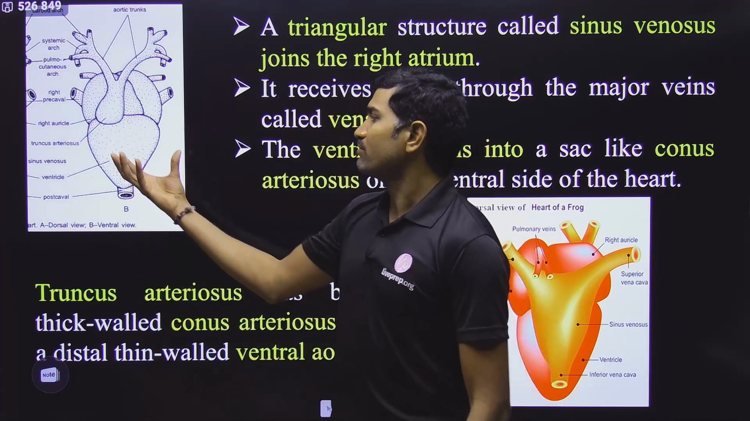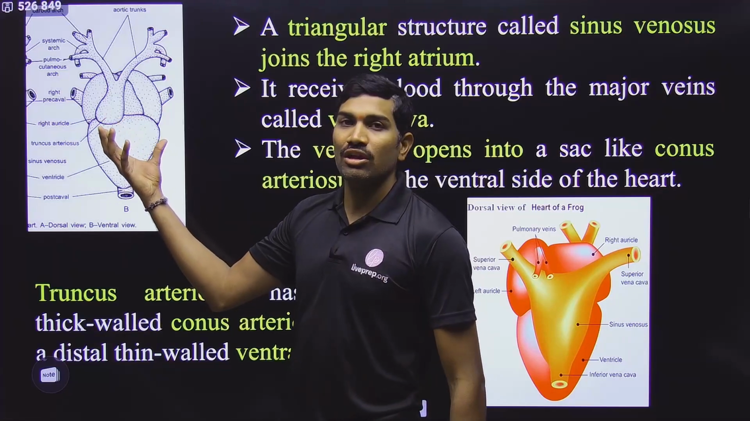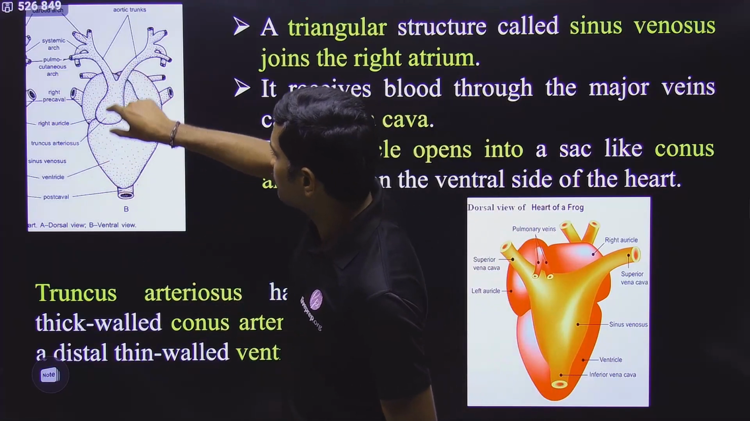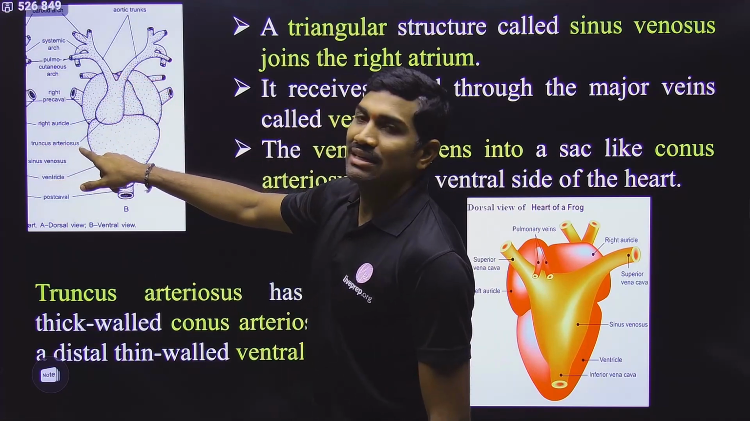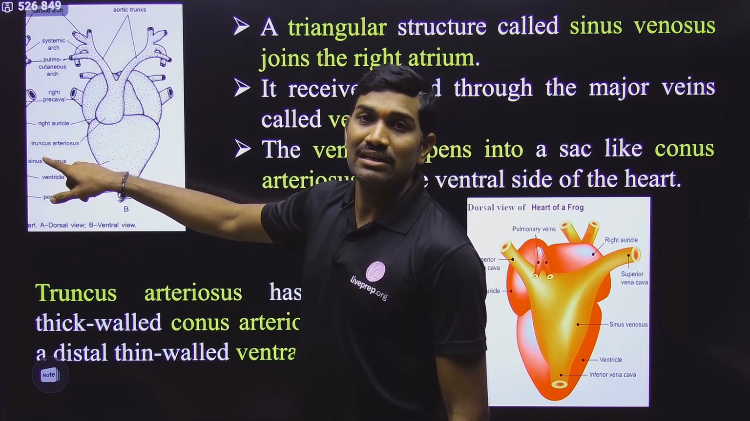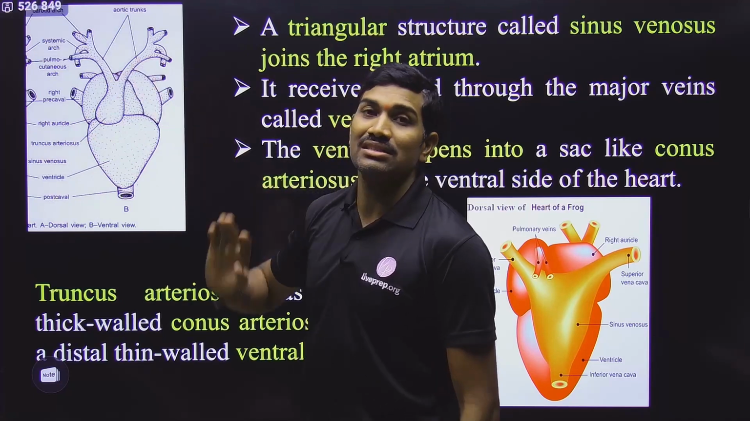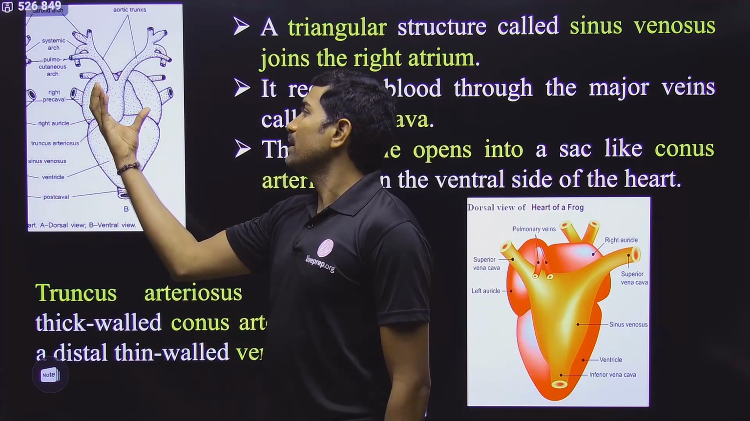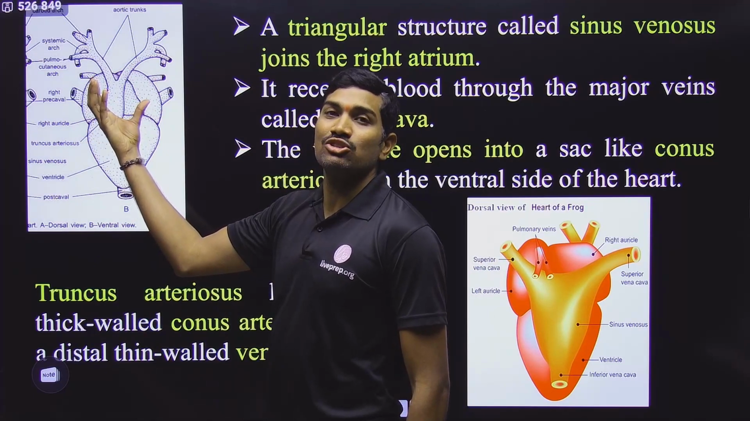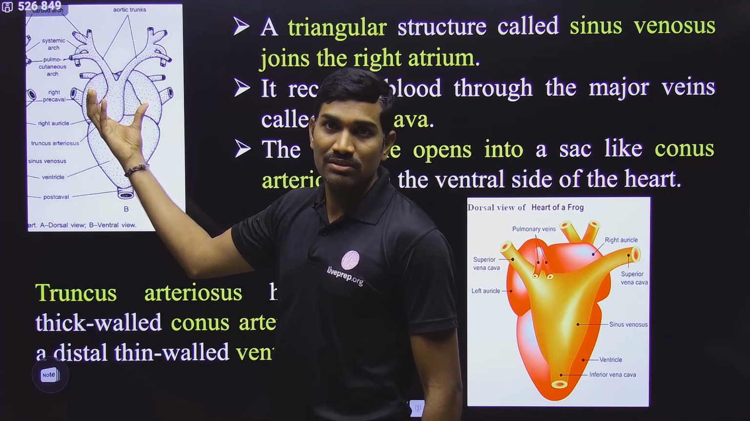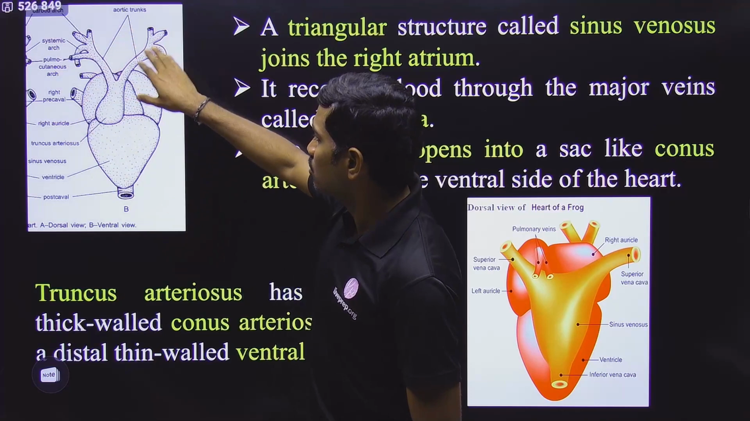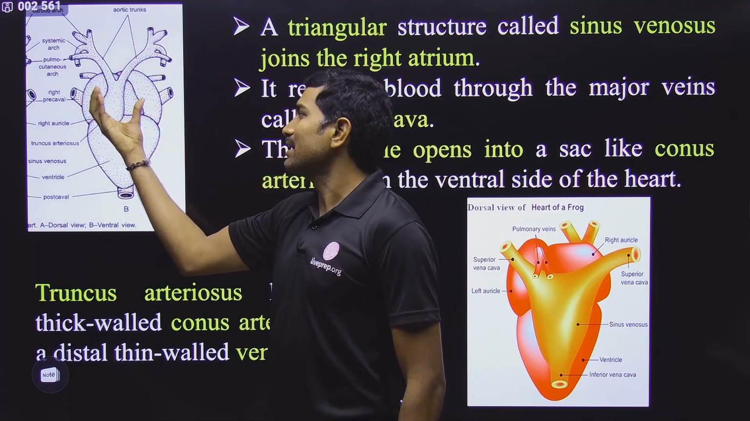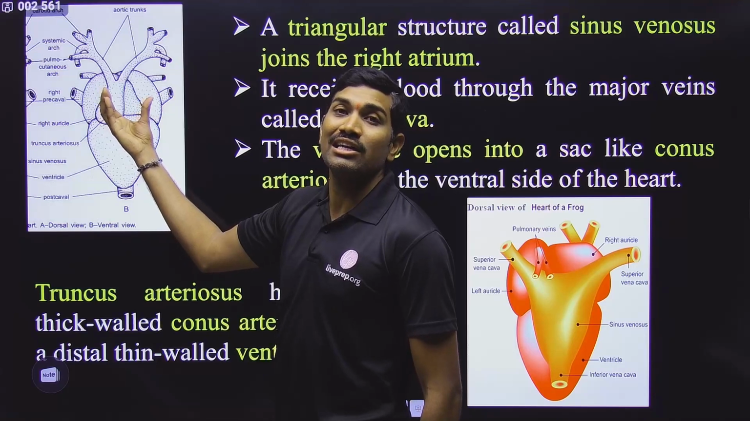And now this mixed blood from the single ventricle should be pumped. And where is it pumping? Please observe carefully, it is pumping into this structure called the truncus arteriosus. It is going into the truncus arteriosus. In this truncus arteriosus, two parts are there. The basal part is a sac-like structure called the conus arteriosus. Understood or not? The entire one is called the truncus arteriosus, and in this, the basal sac-like structure is called the conus arteriosus.